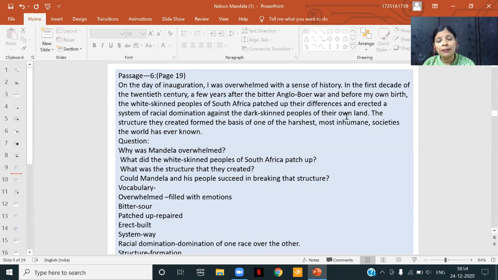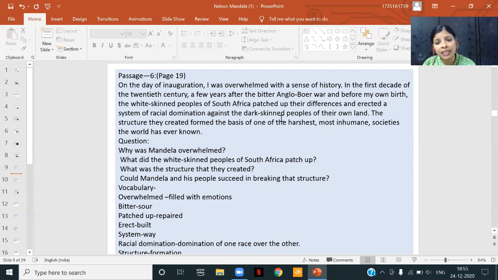So here what happened, children? The patched up differences is talking about the white people coming together to dominate the black skinned people. Okay. And what did they do? They erected, means they started. What did they start? The structure they created formed the basis of one of the harshest, that is, most inhuman societies the world has ever seen.